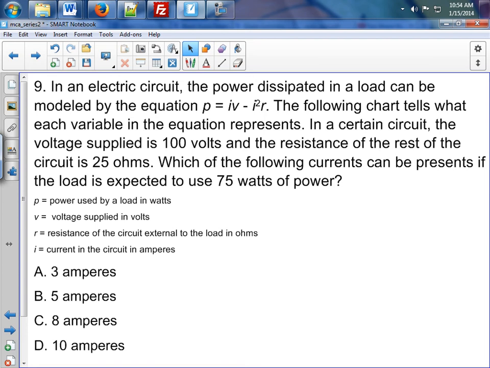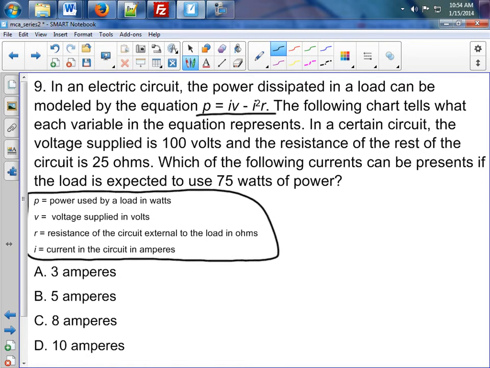Okay, number 9 is a harder question because it's a lot more information. Again, you start by reading it, not writing it. In an electrical circuit, the power dissipated in a load can be modeled by the equation P equals IV minus I squared R. The following chart tells you what each variable in the equation represents.